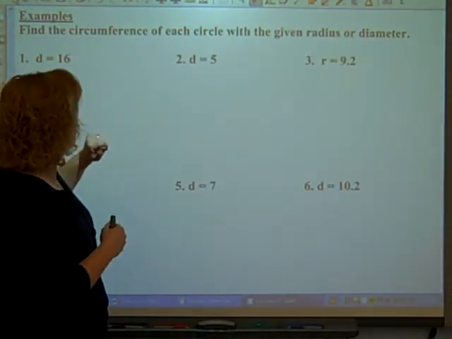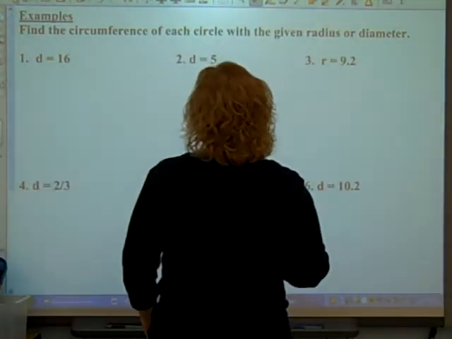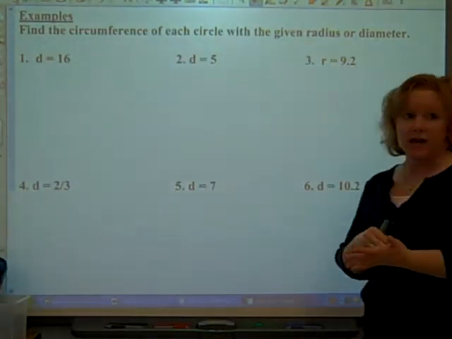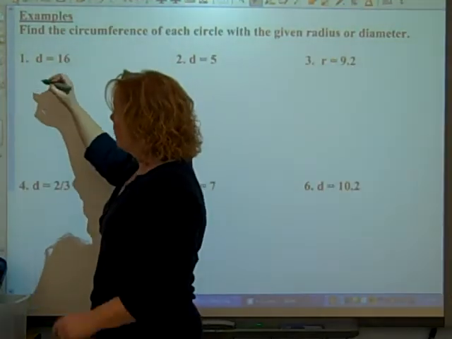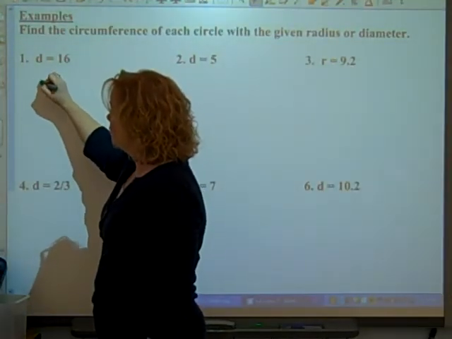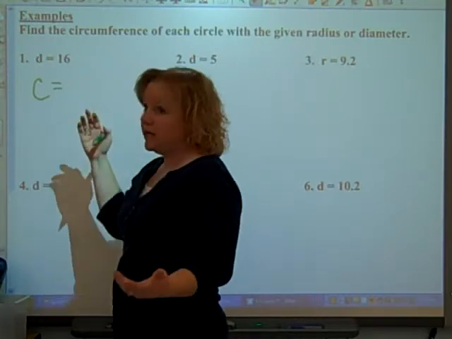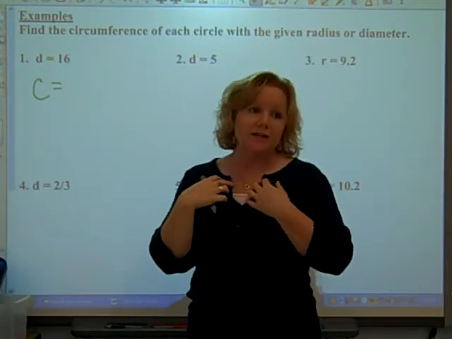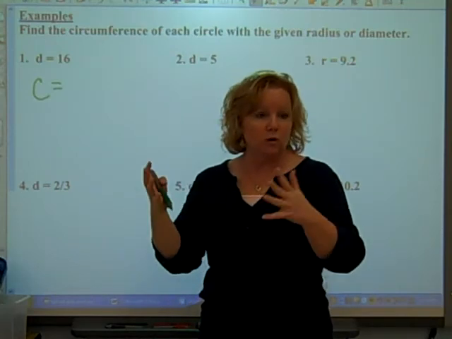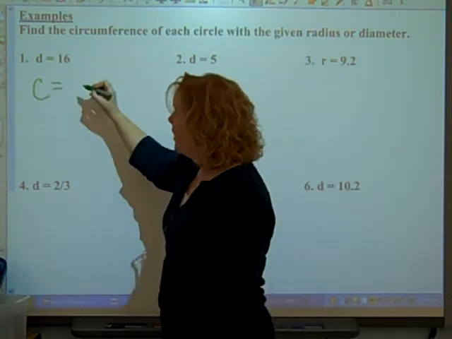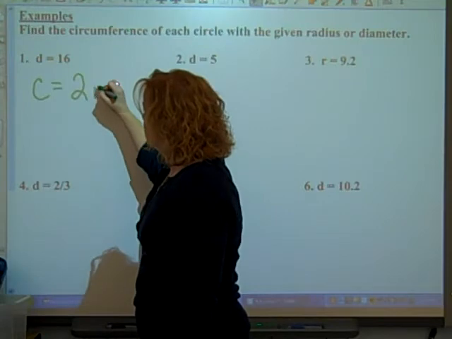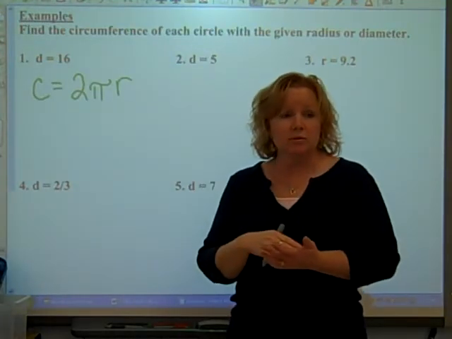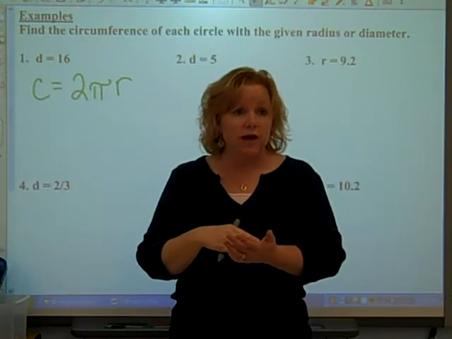All right, look at number 1. It says find the circumference of each circle with the given radius or diameter. So it gives me a diameter. The first thing I'm going to do is write my formula down. Circumference equals, and again, I don't care which formula you choose to use. I'm going to use the ISAT one. I actually prefer the other one, but for the sake of ISATs, we're going to use 2 times pi times the radius. And then I'm just going to plug in the information that I need.